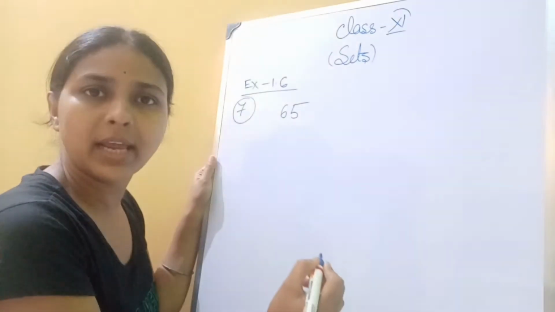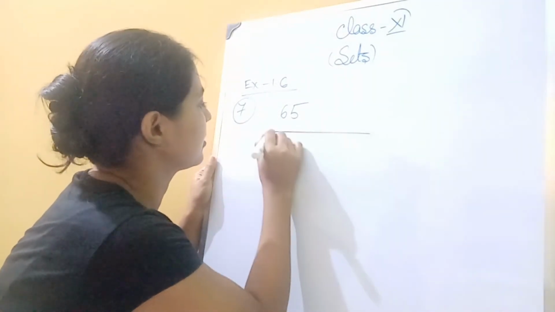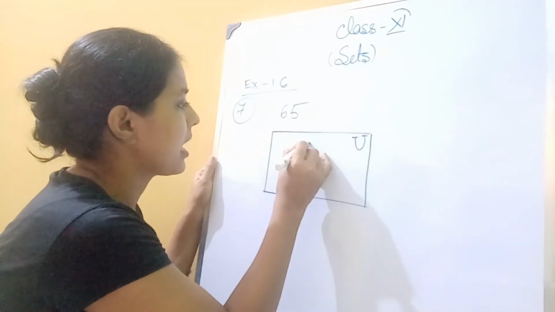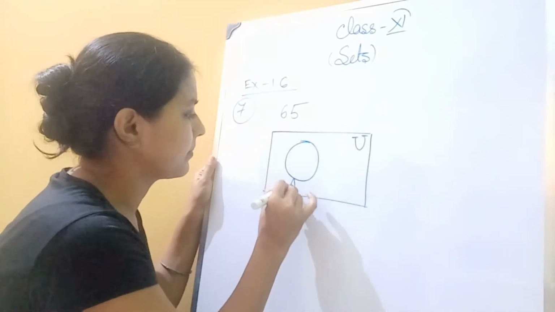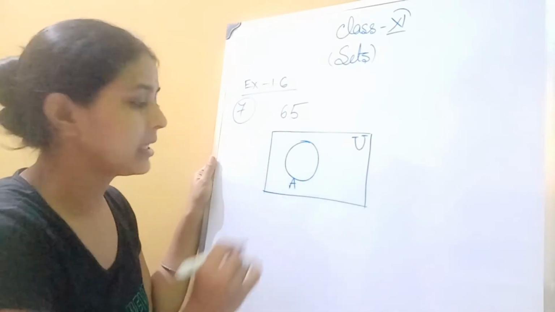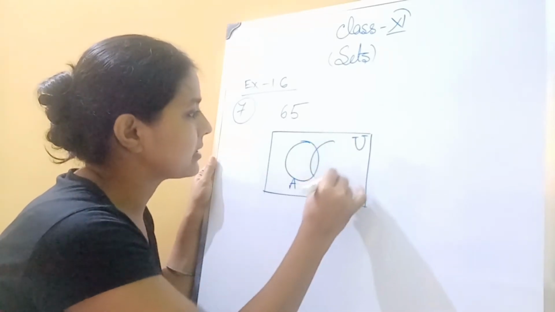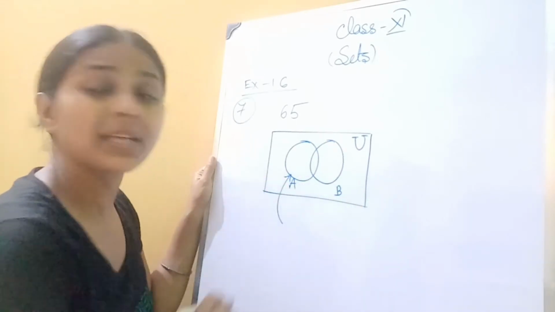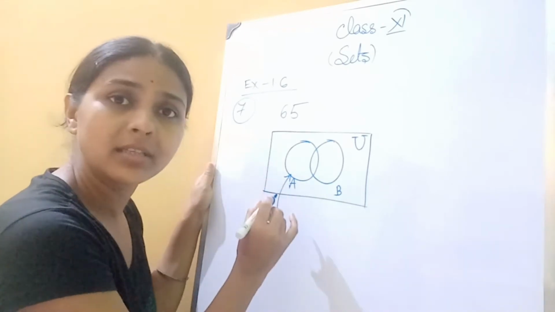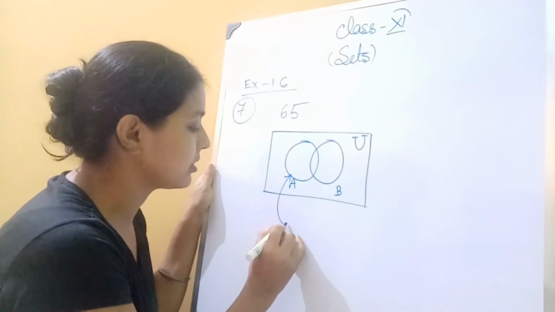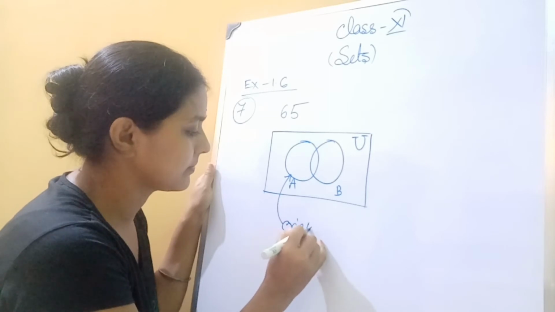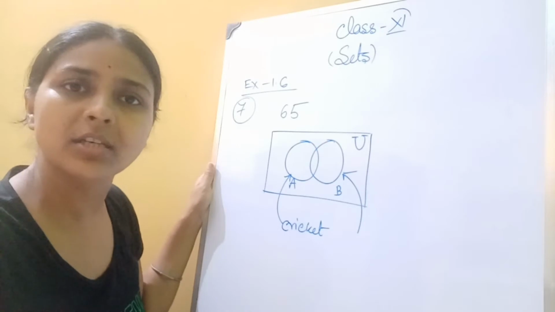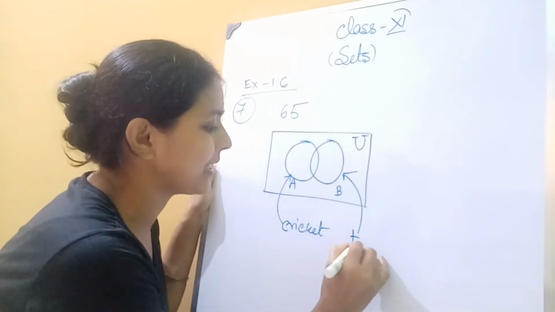Okay, and with the Venn diagram I am representing it. So again, this is the universal set. I am taking the set A, and set B like this. A represents the set of persons who like cricket, and B is the set consisting of those persons who like tennis.